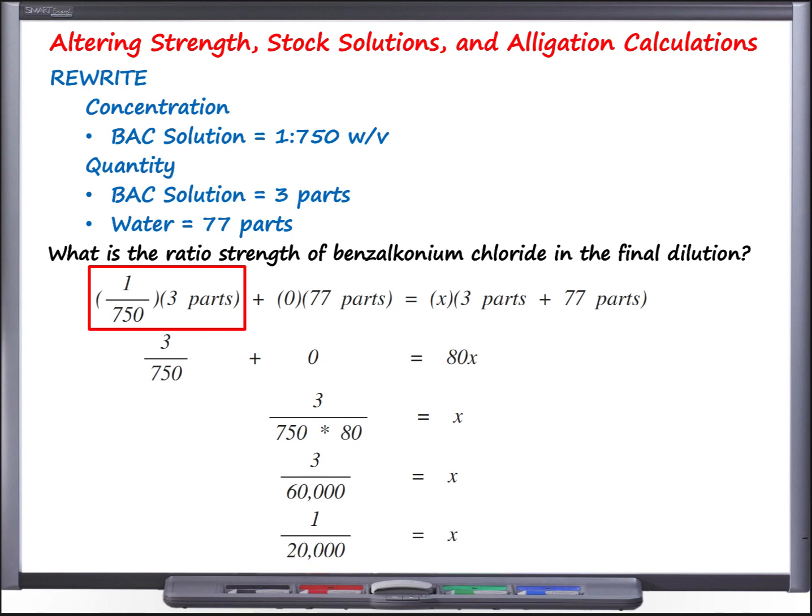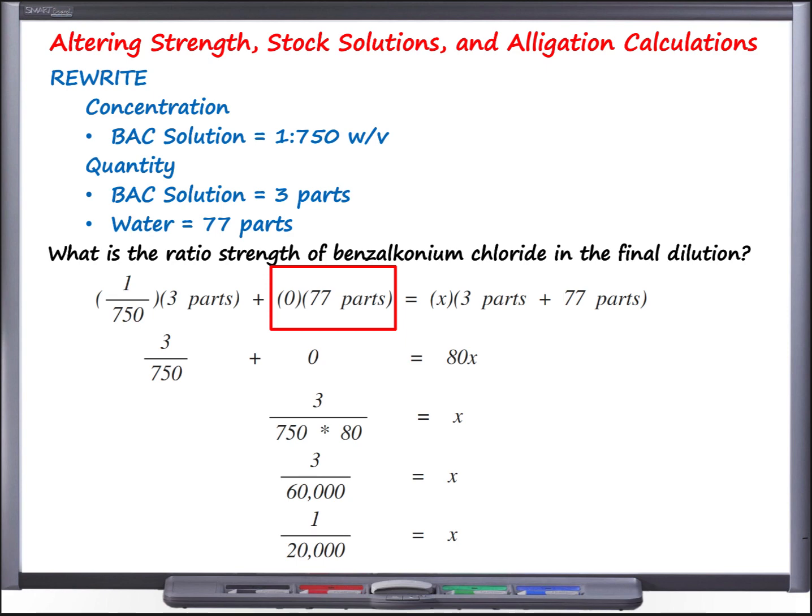What are we adding to that? How are we changing that? What we are adding to it is water. So let's use the same sort of concentration times quantity for the water we are adding. Well, what is the concentration of benzalkonium chloride in water? It's 0. There is none. So no benzalkonium chloride in water to begin with means it has a 0 concentration. So our first parentheses is 0 for 0%, if you will. Okay. What is the quantity? What is the volume? We have 77 parts. We were told to use 77 parts of water. So it has a concentration of 0 and a quantity or volume of 77 parts.